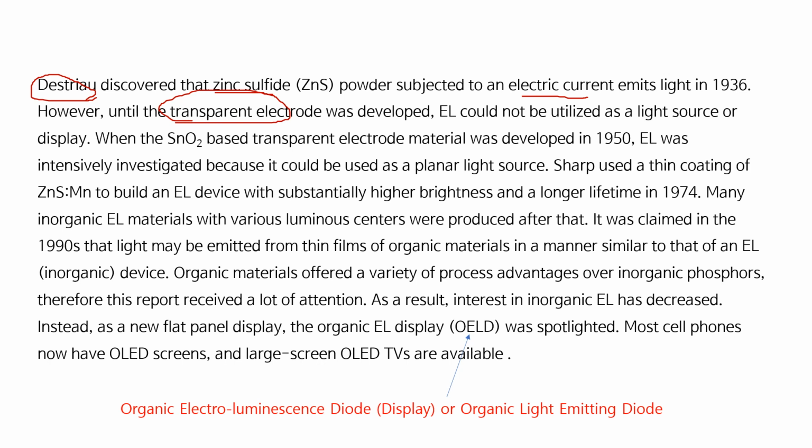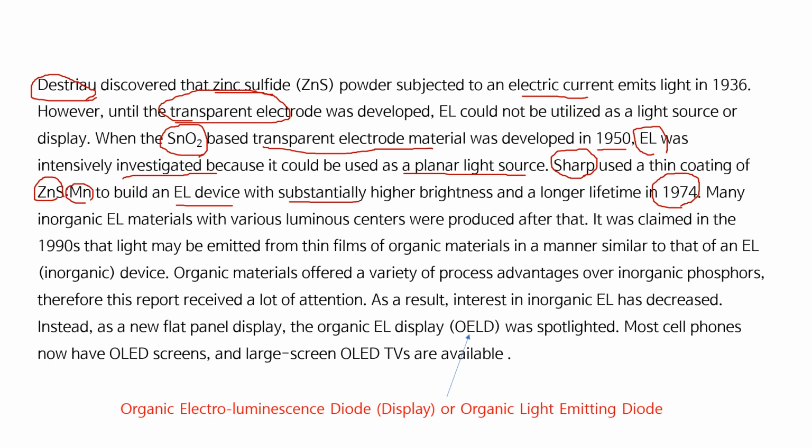When the SnO2-based transparent electrode material was developed in 1950, EL was intensively investigated because it could be used as a planar light source. Sharp used a thin coating of zinc sulfide and manganese to build an EL device with substantially higher brightness and a longer lifetime in 1974.